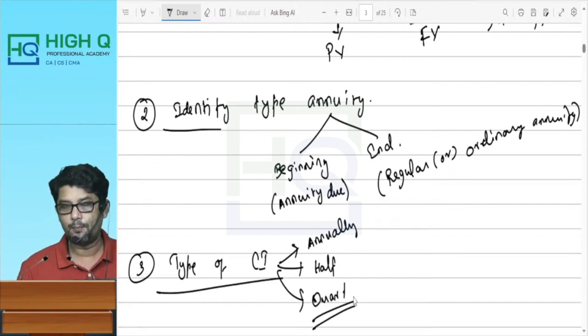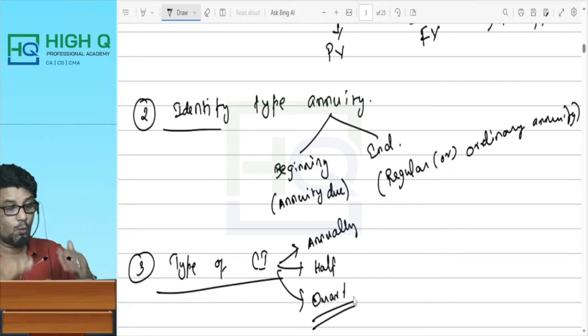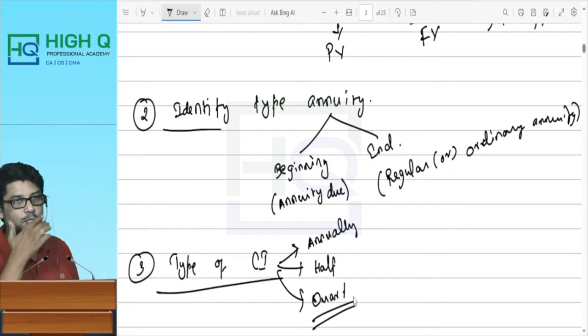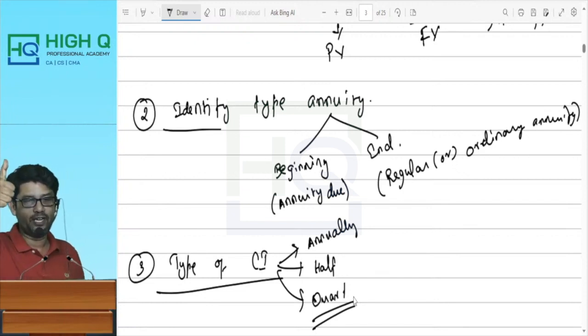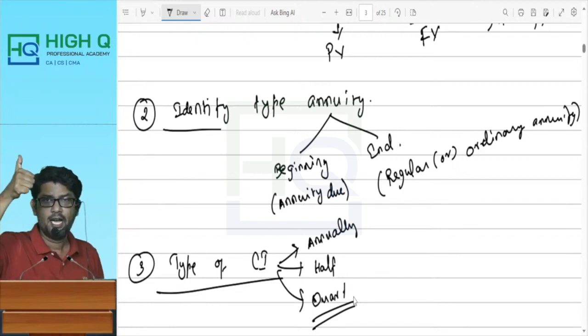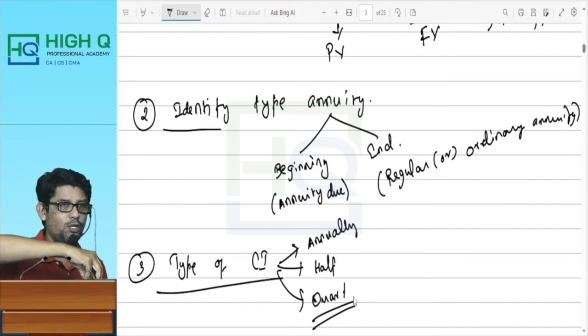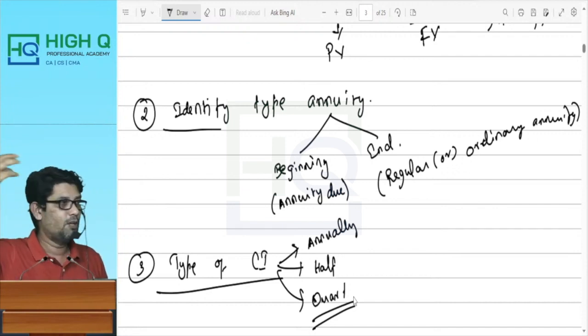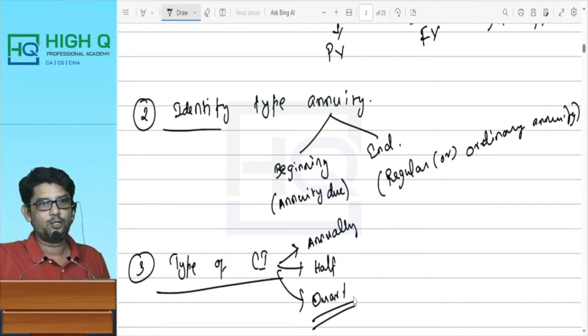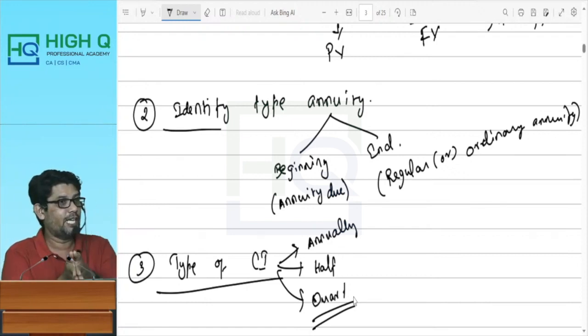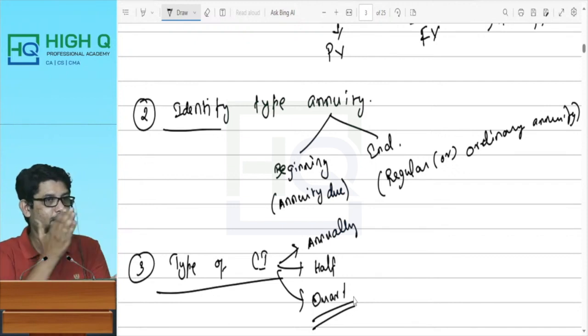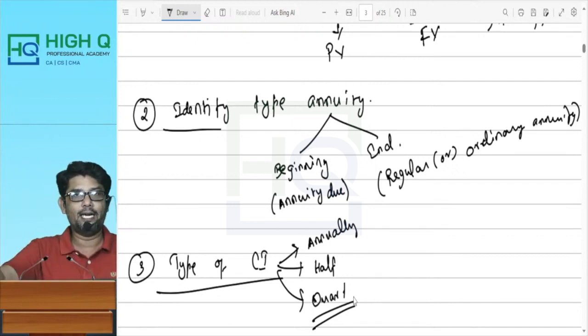So when a problem based on annuity comes, we need to follow these three thumb rules. Thumb rule number one, identify type of transaction, whether the problem is based on loan or investment. If the problem is based on loan, you will be calculating present value. When the problem is based on investment, you will be calculating future value. Next, identify type of annuity, whether you are paying the annuity amount at the beginning of the period or at the end of the period.